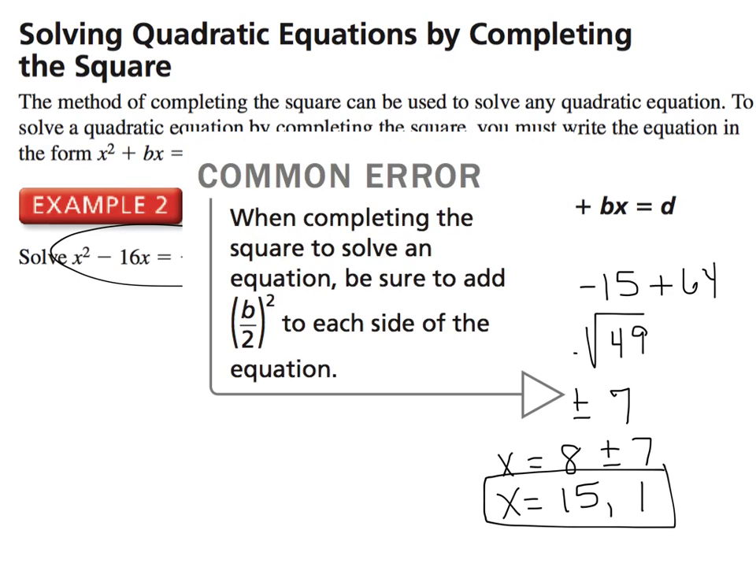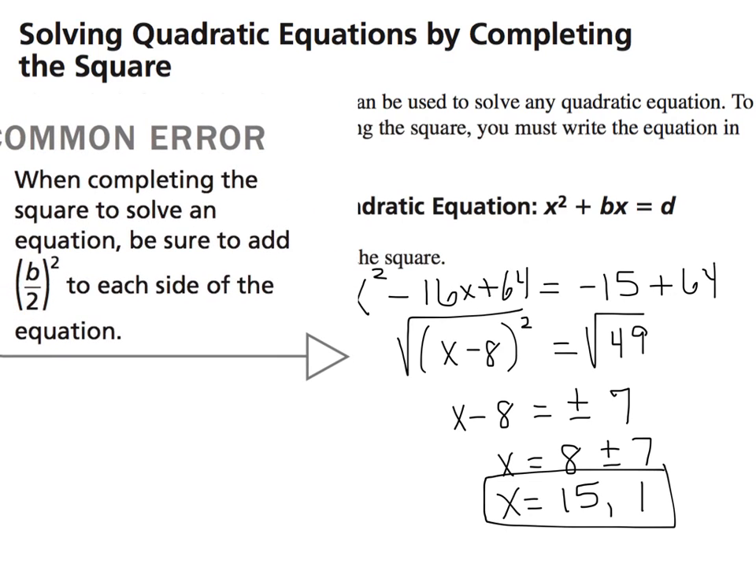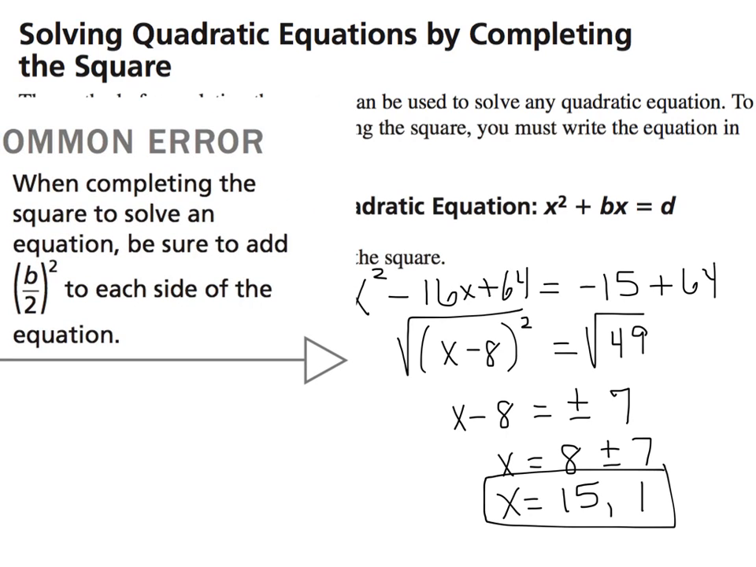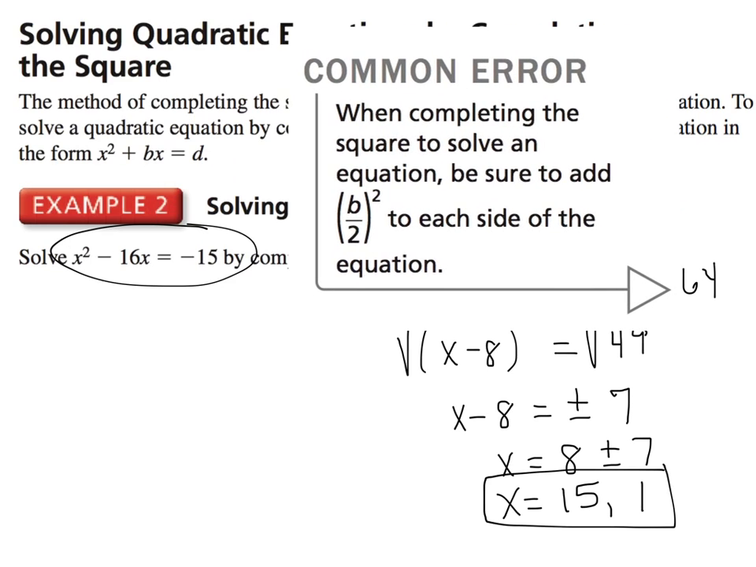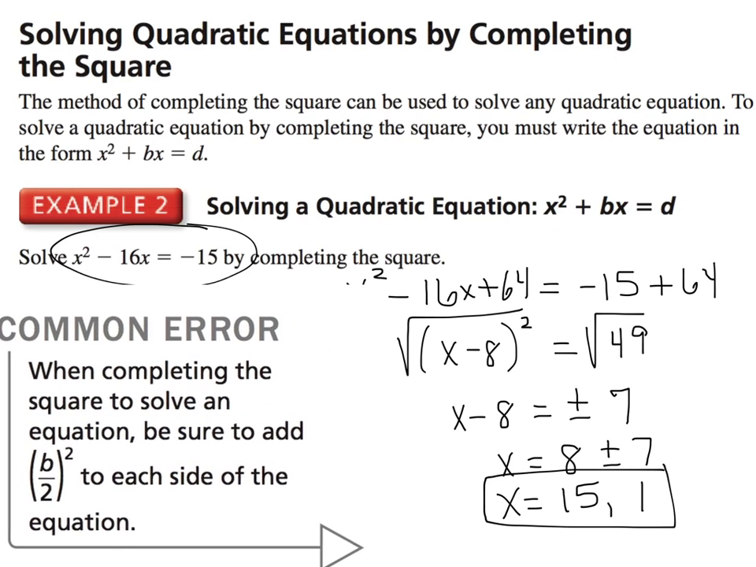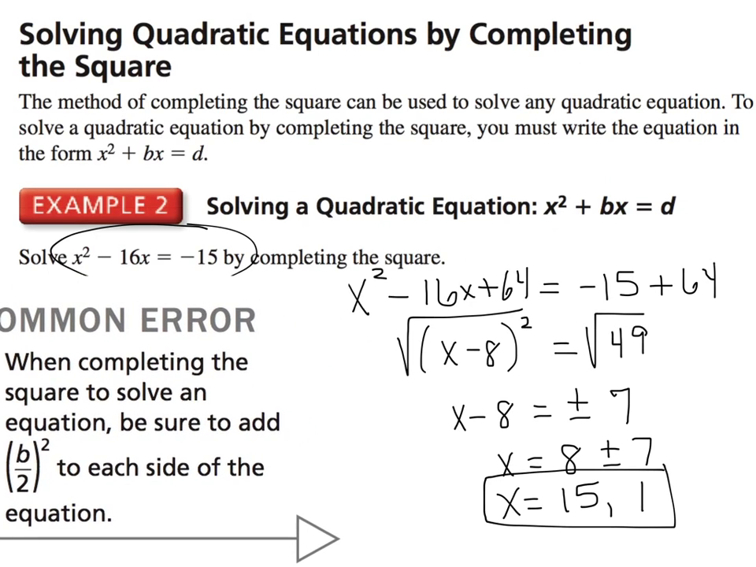Common mistake that I see. Big common mistake, don't do this. Right here. When completing the square to solve an equation, make sure you add half squared of b to each side of the equation. And we did that right there. We added 64 to the right side. Do not forget that, ever.